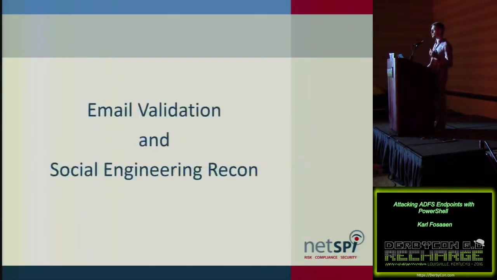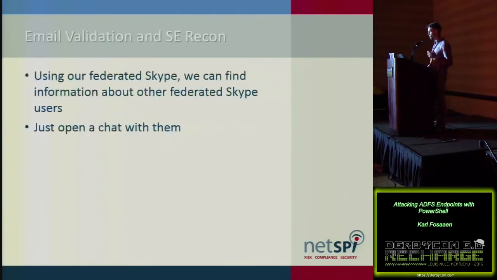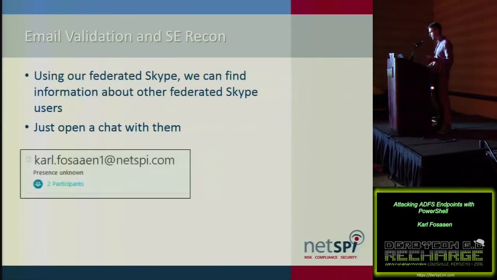So once we've got some users that we want to go after, well, how do we validate those? How do we know that they're real? Well, we can use federated Skype for Business instances to validate these emails. You'll see it in just a second here. But once we've got that full list, we want to be able to check if they're legitimate emails.